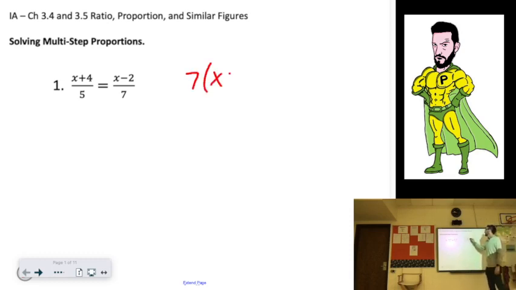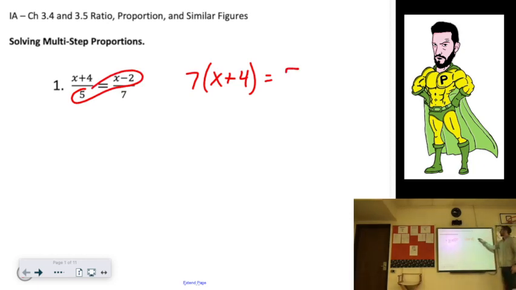7 times x plus 4 equals, the other cross products are 5 times x minus 2. So we'll set that up with parentheses, 5 times x minus 2. Our equation's set up, so now we just start rolling through our steps.